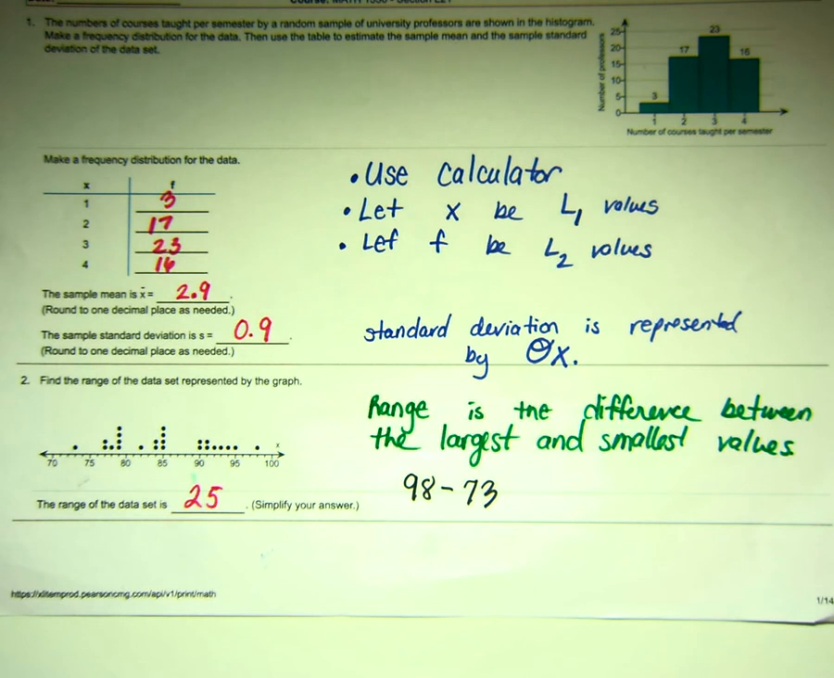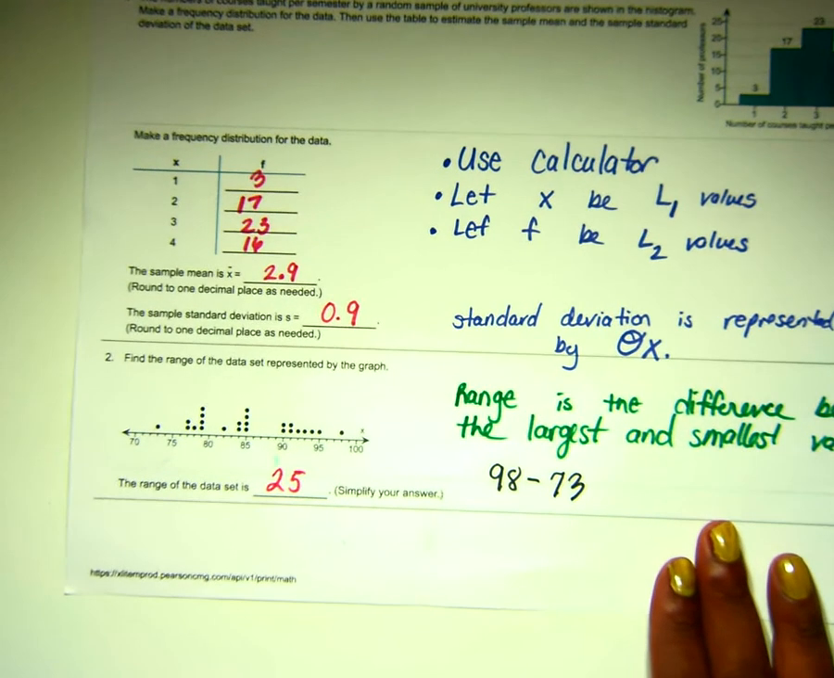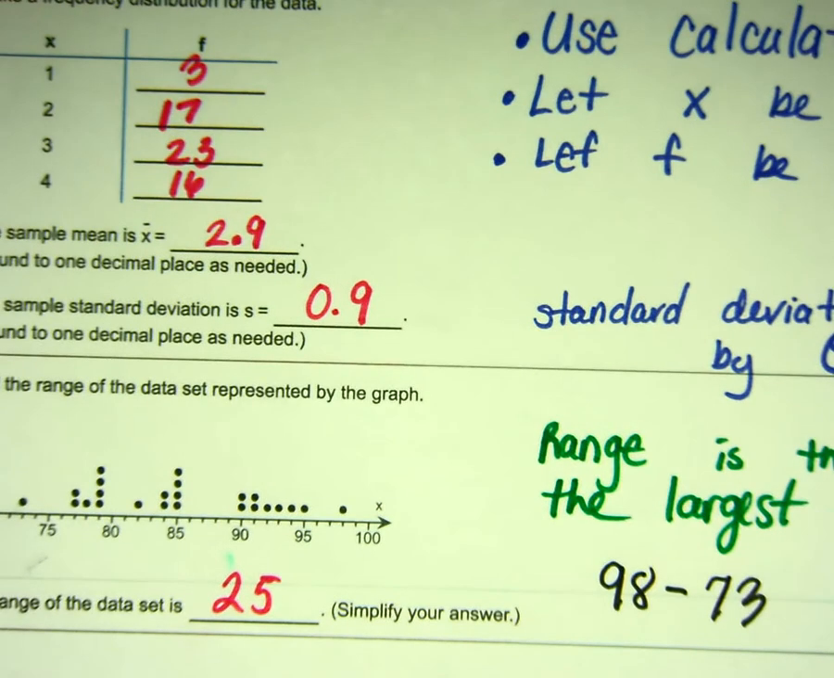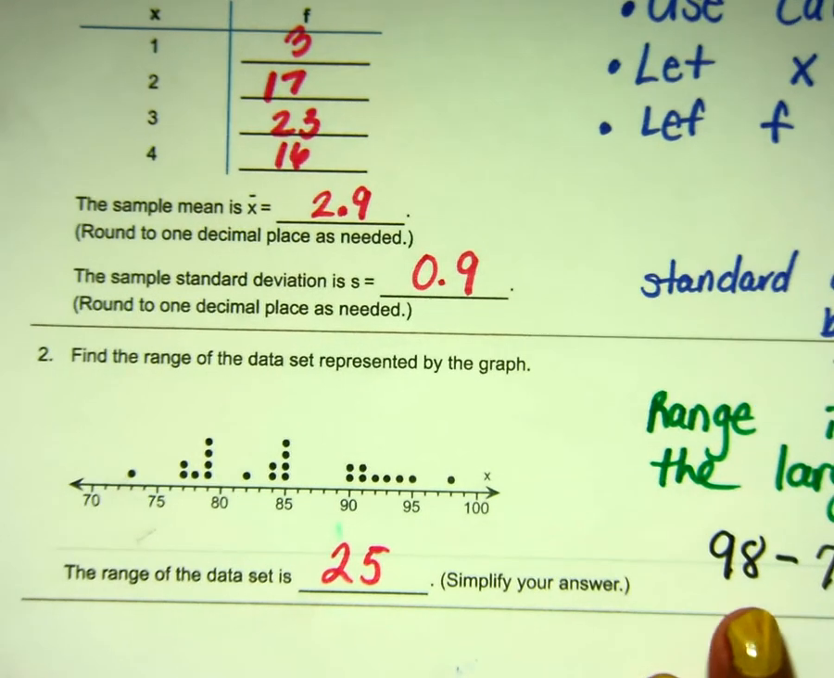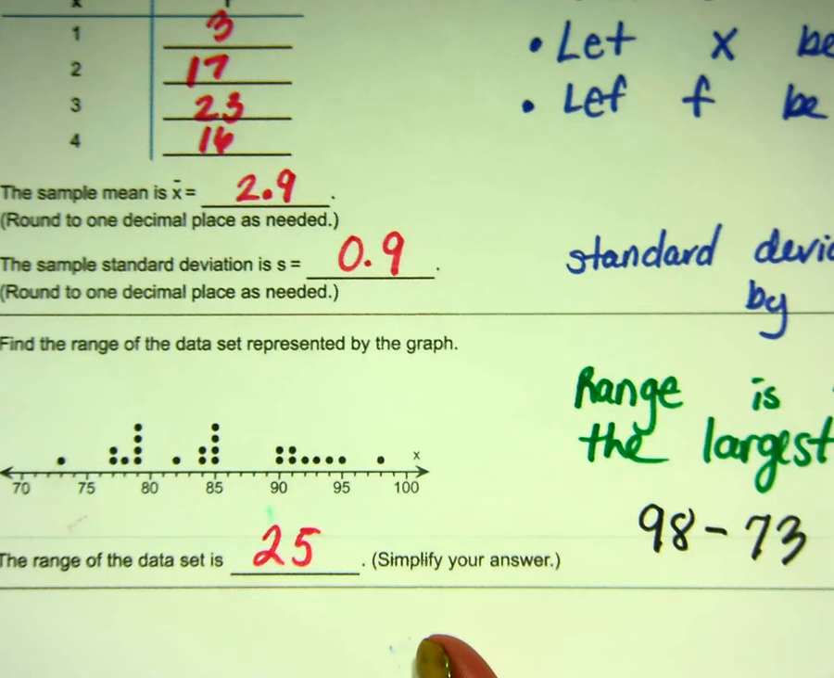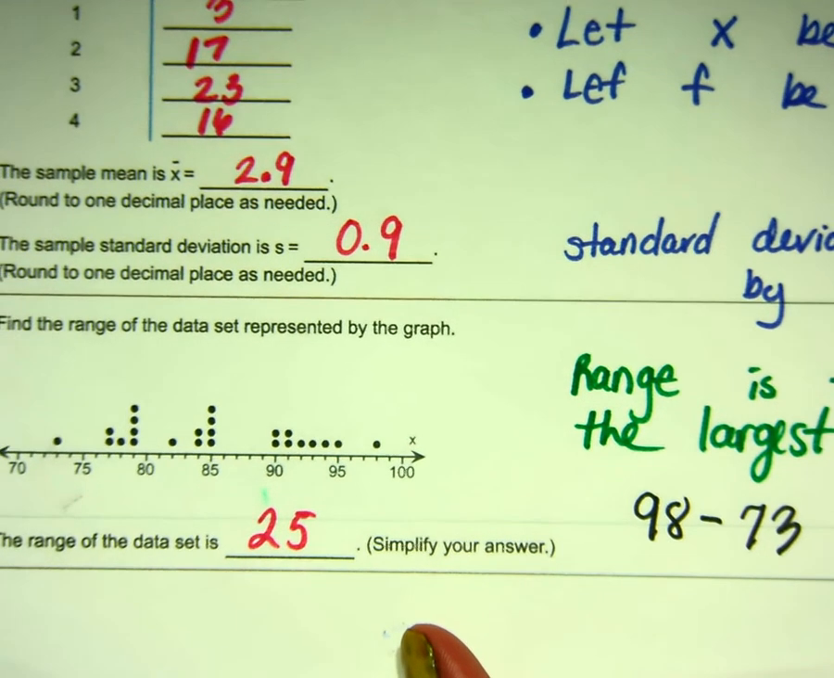So it's asking you to find the range, and by definition, your range is the difference between your largest and smallest values. So again, I'm going to do a lot of in and out with the zooming. Notice how your largest number is 100, your smallest number is 70. But you're going to actually look at your dots. So your largest dot is at 98, and your smallest dot is at 73.